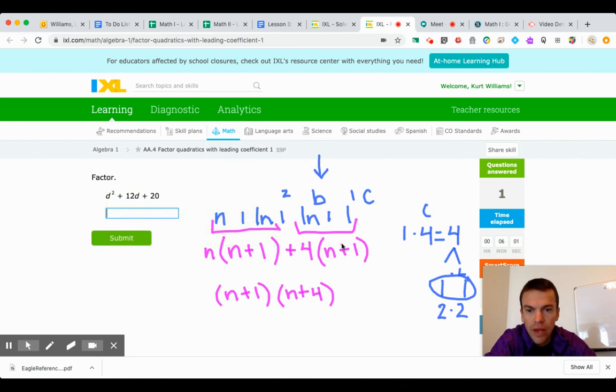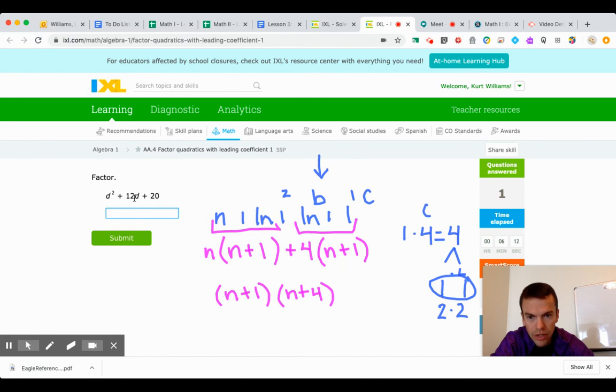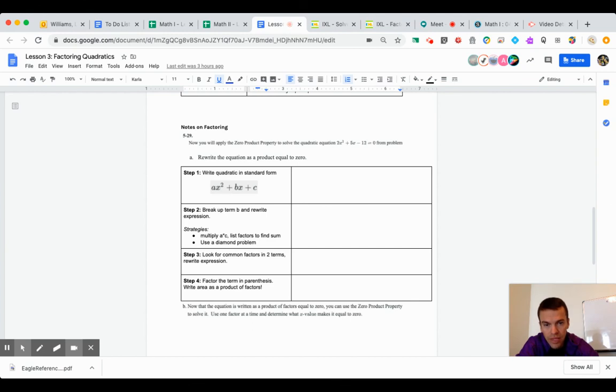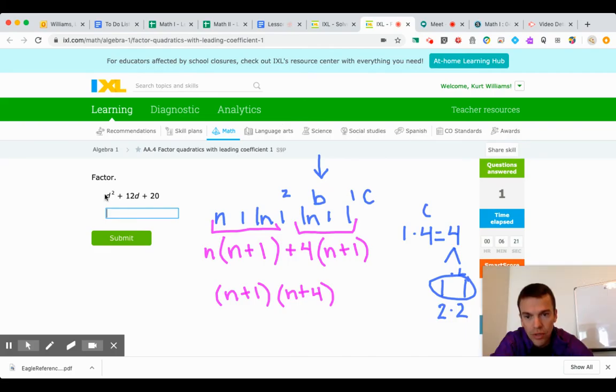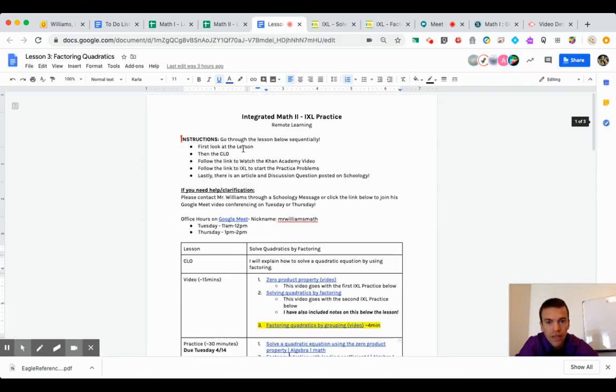Well done. You're going to use the same strategy we just showed to solve something like this. Going back through that, it's breaking apart this middle term. We need to break that apart by multiplying a times c. So in this example, you would do 1 times 20, and then find the factors that add up to 12. If you need more help with that, remember my office hours are listed in the lesson.